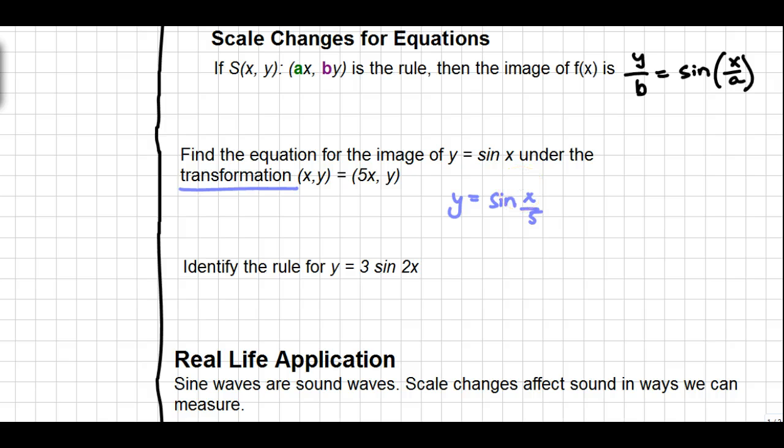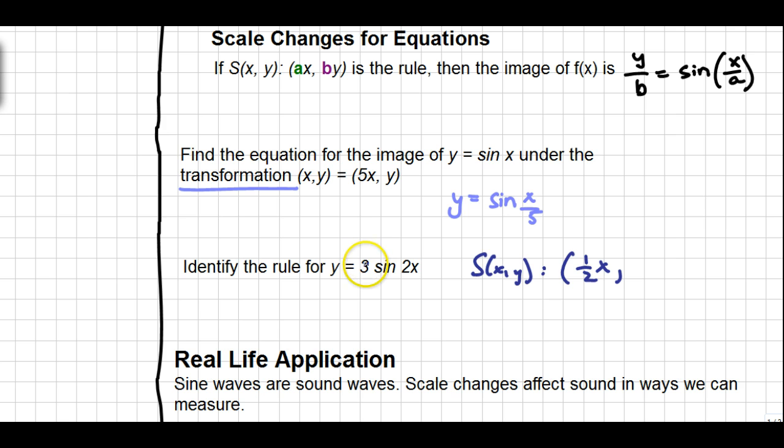Let's try one that's a little bit more challenging. This time they want us to identify the rule, and this is the image equation. Right away you can tell that the x is being doubled, so if we talk about the rule that's happening here, we know that if we're multiplying by 2 in the equation, that means we're either going to be multiplying by a half or dividing by 2 in the rule.